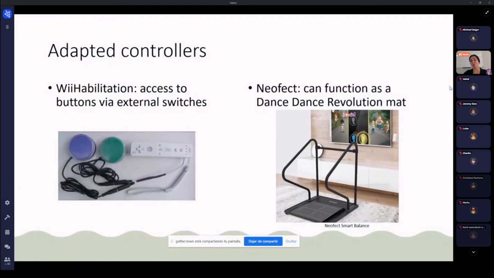If you cannot use some of these commercial controllers because they might not be accessible to all patients, you might need to adapt them. So these are a couple of examples. On the left is a Wiimote in which you can access the buttons by pressing external switches. And on the right, this company, NeoFect, built this device, which is inspired by a Dance Dance Revolution mat, but is more accessible and safer, and probably patients would have less risk of falling.